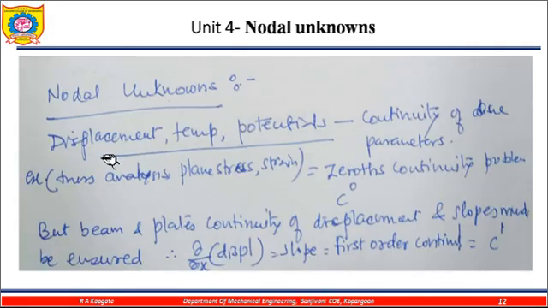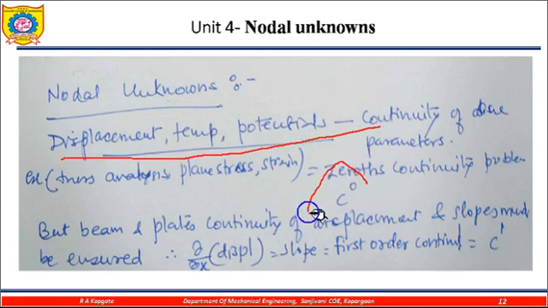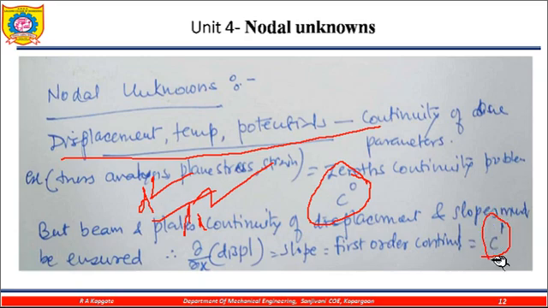Now the nodal displacement, temperature and the potentials, this is called the zeroth continuity of a problem, that is the C0 continuity. What is that? Whenever we have taken a single parameter, then that is the C0 continuity, while when we have taken the higher power value, that is d square upon dx square, then that is called the C1 continuity. So the slopes, not only the displacement but the higher order derivatives are considered as a first order continuity, that is called the C1 continuity.